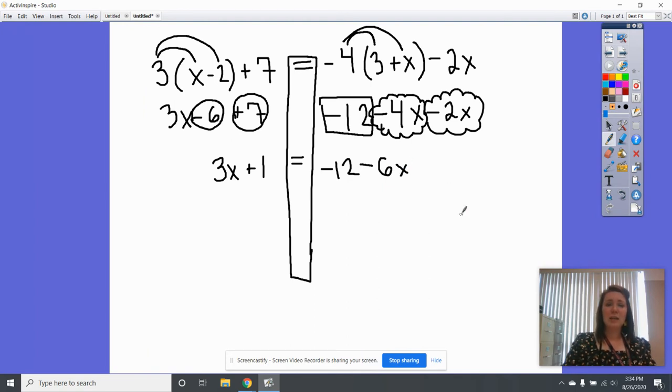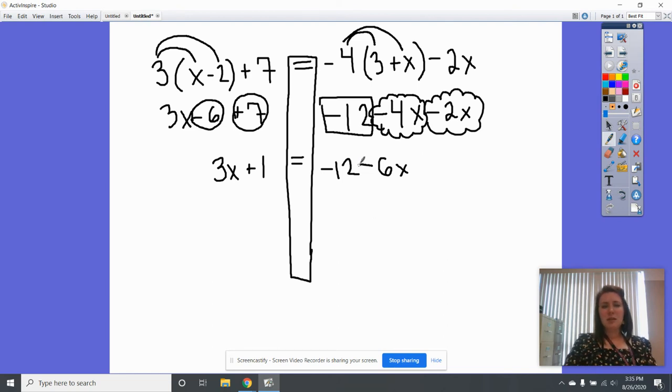Now, we've learned this before, where if you have a variable on both sides, your goal is to make it so the variable is only on one side. You can choose either of the variables, the left side or the right side, it doesn't matter. I personally prefer to choose the smaller number. So we have a 3x and we have a negative 6x. Negative 6x is smaller than 3x, so I'm going to choose negative 6x.